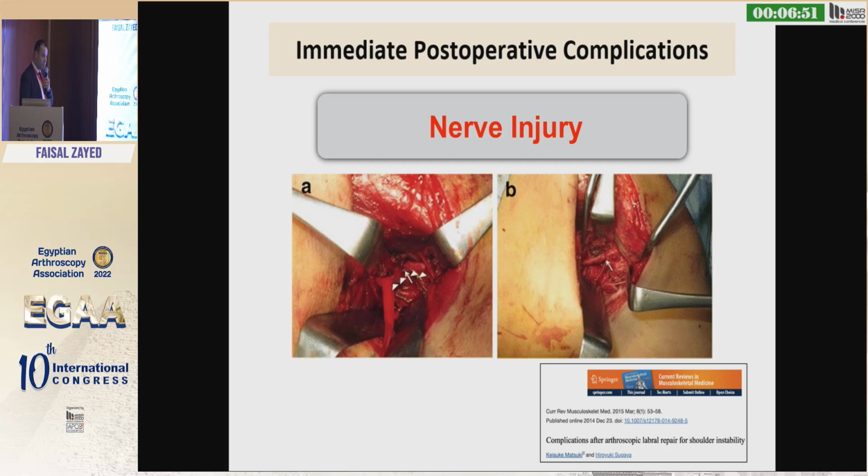As in this case, this is a case of Bankart repair. The patient developed post-operative axillary nerve injury, and after 6 months of no improvement with physiotherapy, exploration was done for the axillary nerve, which showed the axillary nerve is strangled by the sutures in the anteroinferior area of the glenohumeral joint, and the repair of the axillary nerve was done.